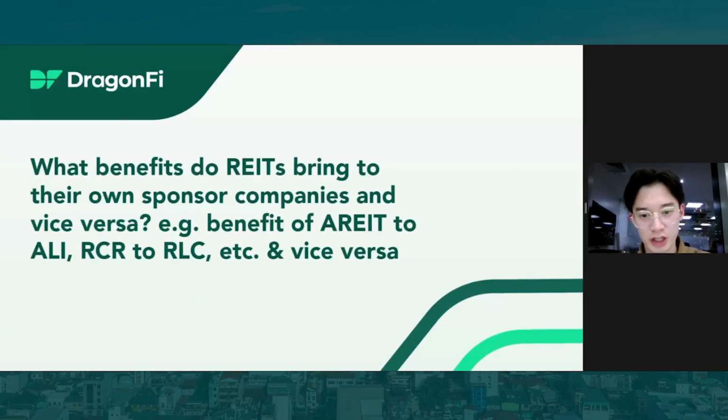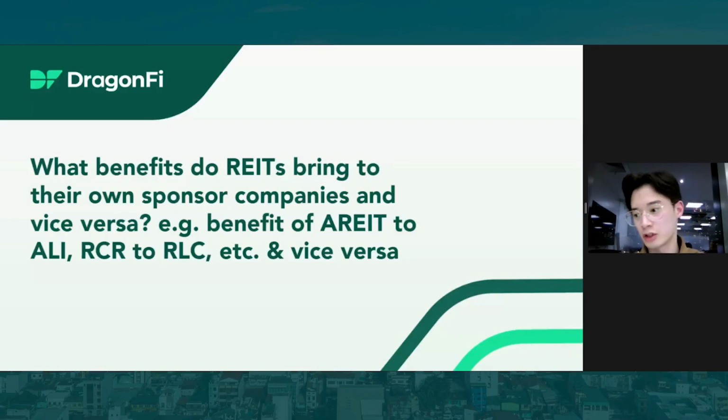What benefits do REITs bring to their own sponsor companies and vice versa? Like the benefit of A REIT to ALI and RCR to RLC. Okay, so the great thing about this is that a lot of these sponsors and REIT platforms are all doing property for share swap agreements. I guess one reason is because of the high interest rate environment. But because of that, the benefit for the REITs is that they get additional properties. For the sponsor, they get to offload, I guess, fully depreciated properties or very mature buildings to their REIT platform and raise more capital to invest in other developments.